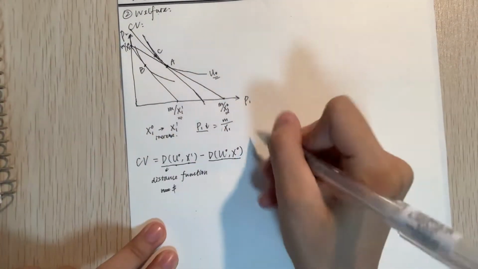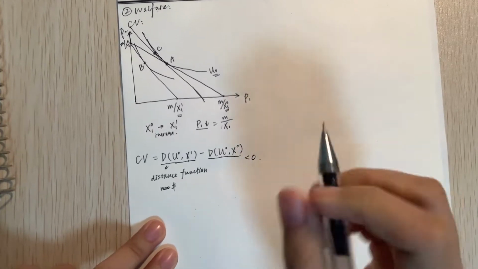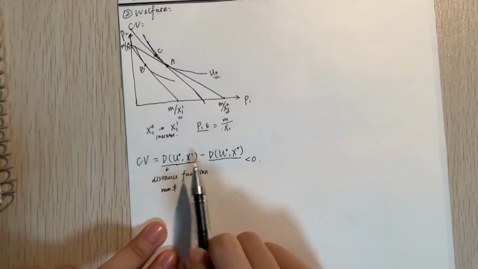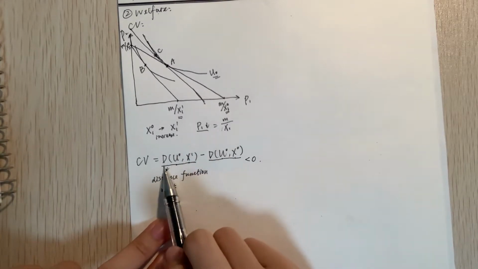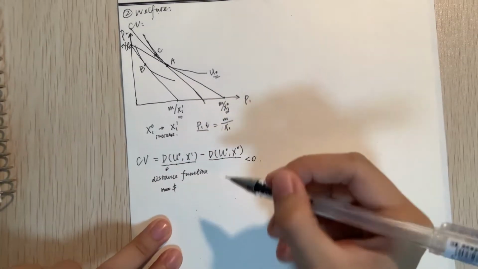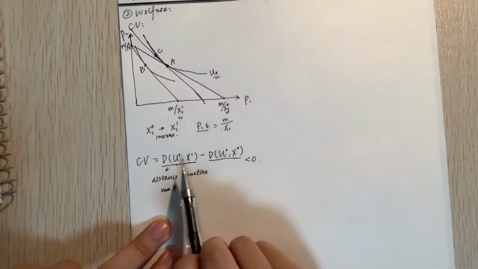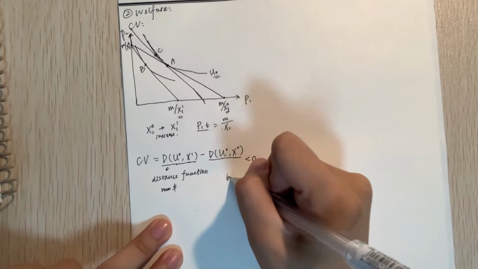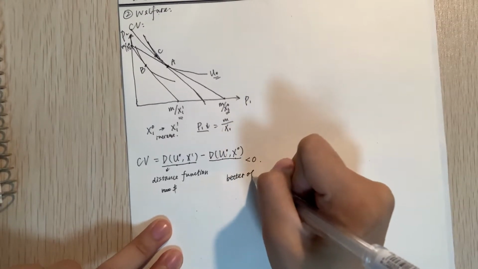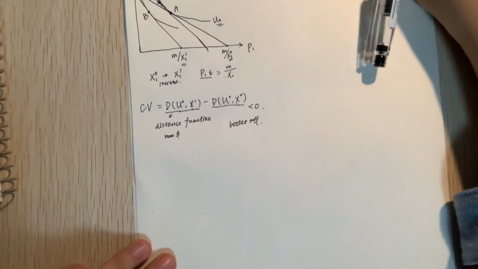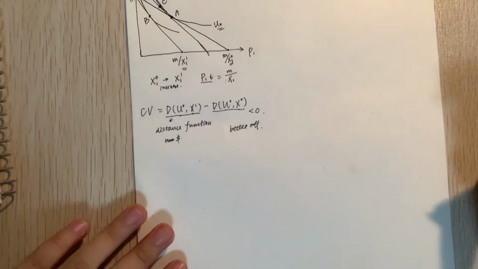Notice that if this value is smaller than 0, it means that with the change in the quantity, I need to pay less, right? Namely, but with the same level of utility. Namely, I am better off with this change of quantity. Okay, so this is compensating variation.